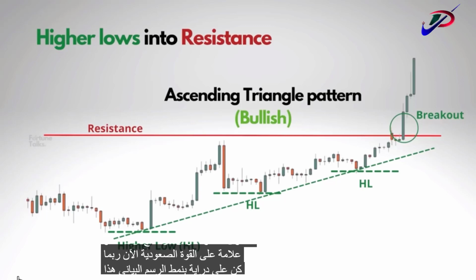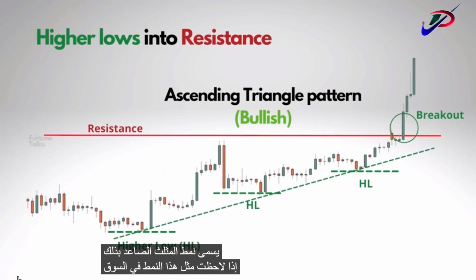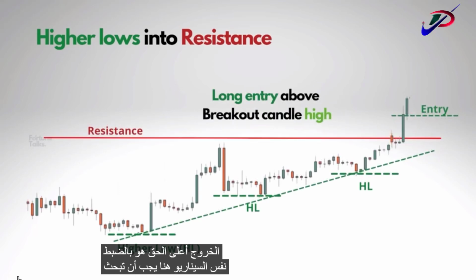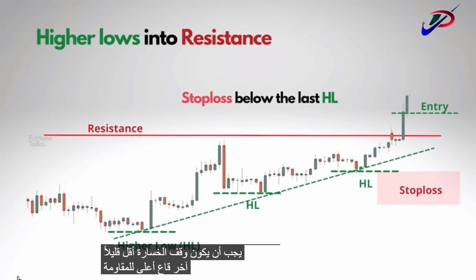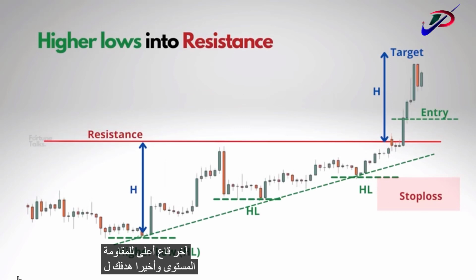Now you might be familiar with this chart pattern called the ascending triangle pattern. So if you spot such a pattern in the market condition, it means that the market could break out higher, right? It's the exact same scenario here. You should be looking to go long in this case. The entry should be above the breakout high, and your stop loss should be slightly below the last higher low to the resistance level. And finally, your target for the trade should be the next nearest resistance, or it should be equal to the length between the first higher low level and the resistance level projected above the resistance level.